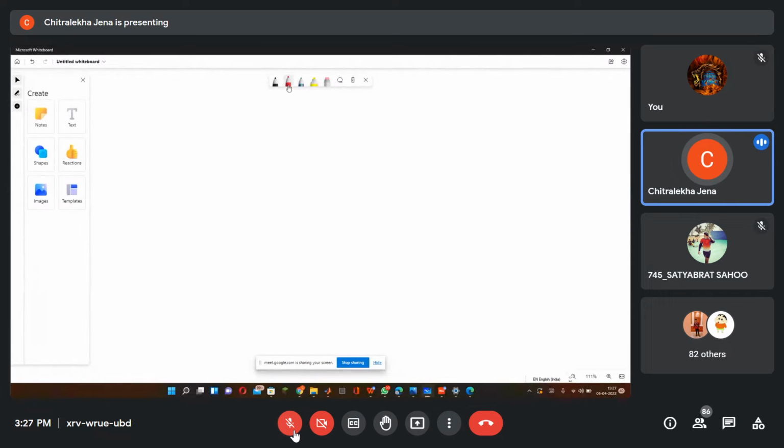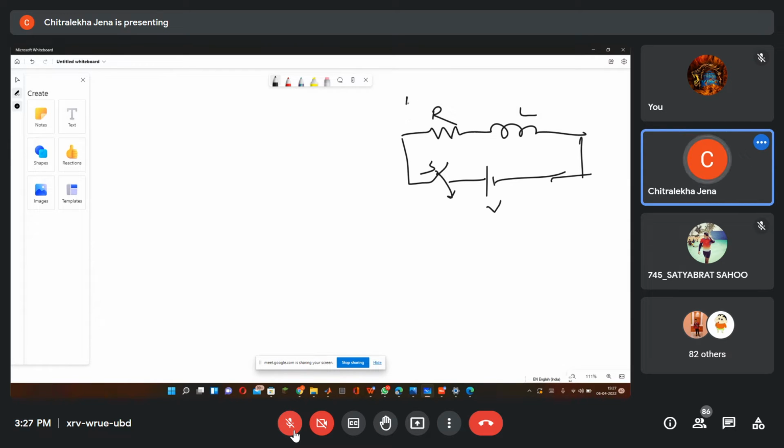Just you see, simple. I have connected a resistor and one inductor. I will connect it with the help of a switch to the voltage source. Okay, so now what happens? I will close the switch at t equal to 0. I have closed the switch. My switch is not open, right? So this is my VR, where VR is equal to I into R. What is my VL? VL is equal to L di by dt.